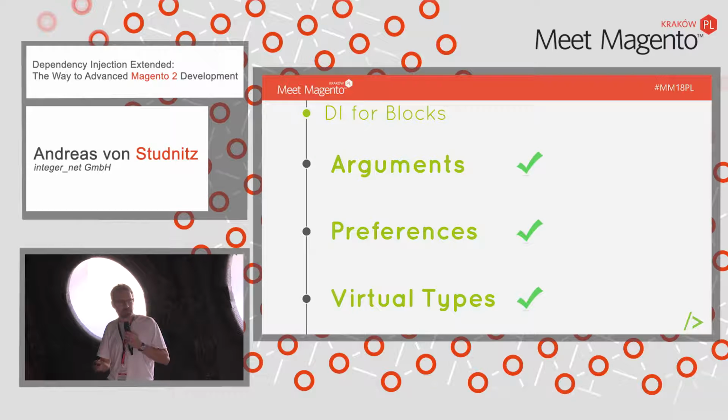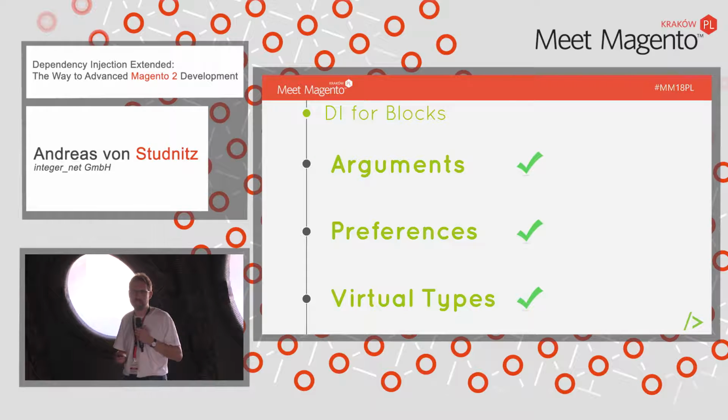So those dependency injection mechanisms are available not only for ordinary classes, but for all classes which are defined in XML files. For example, blocks, widgets, and I think there are a few other class types which you can define in your different XML types. A little helper which helps you to not get confused.